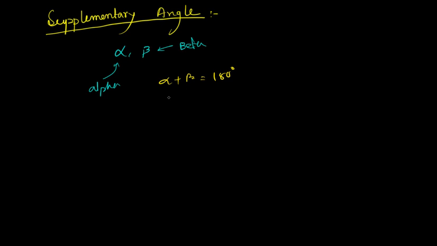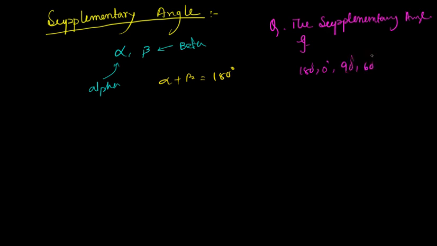And in order to find the supplementary angle of a given angle, we just need to subtract that given angle from 180 degrees, like we have done for the complementary angle. So, a question for you: the supplementary angle of, say, 180 degrees, 0 degrees, 90 degrees, 60 degrees, 110 degrees. We need to find the supplementary angle of all of these.